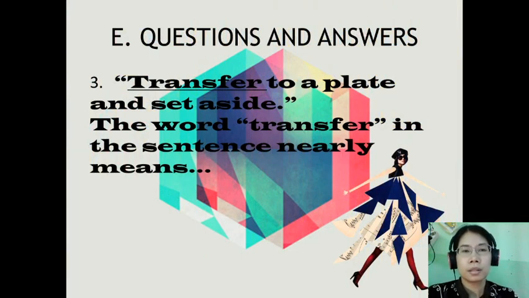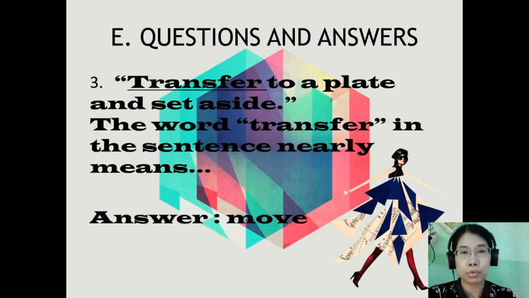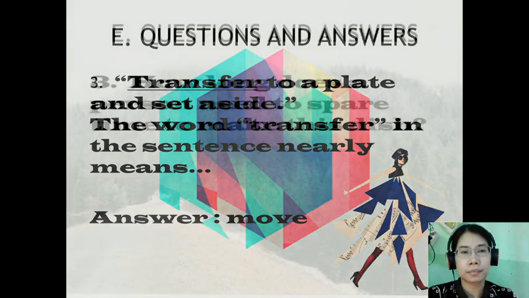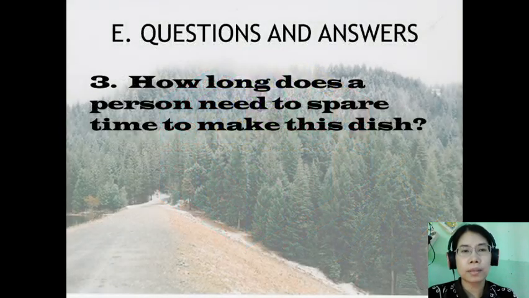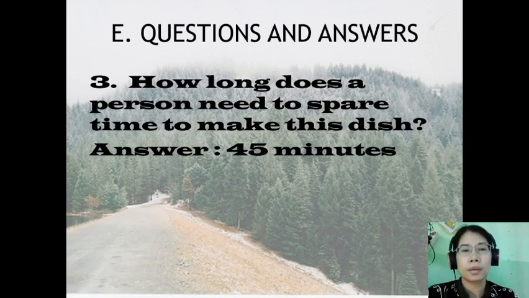Question number 3. Transfer to a plate and set aside. What does the word transfer mean here? It means move. It can also mean put aside. Question number 4. How long does a person need to spare time to make this dish? How long does it take to make this dish from the preparation until the dish is ready to serve? Preparation time along with the cooking time takes about 45 minutes to make.